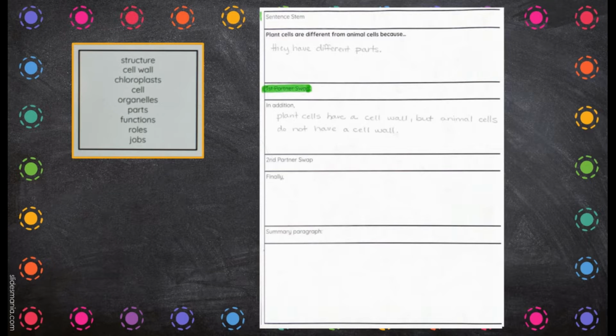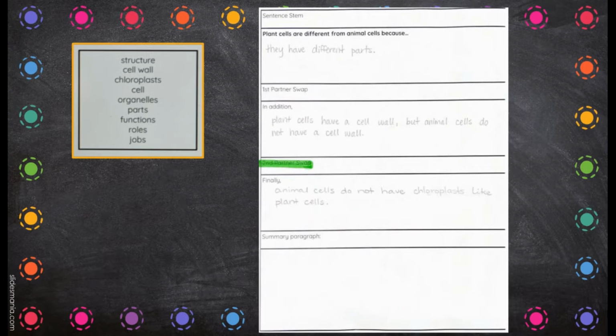In this example, the student has copied the following response from their classmate's work. "In addition, plant cells have a cell wall, but animal cells do not have a cell wall." The sentence is simple and uses keywords from the word bank. If students have the same or a very similar response when they share with a classmate, they are challenged to discuss the topic, look at the word bank if necessary, and write a new response together.